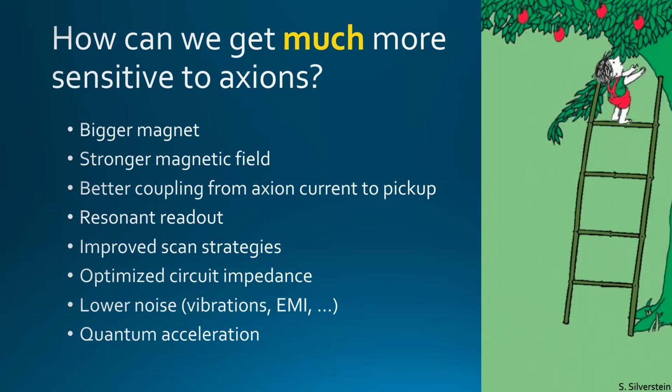So at low frequencies, Abracadabra was limited by vibrations. And so we have some systems in place to reduce vibrations, electromagnetic interference, and other noise sources. And then finally, at the lowest frequencies, where G_aγγ is very small in the QCD band, we're going to use some quantum acceleration techniques to eke out that last bit of sensitivity. So this is similar to what HAYSTAC was doing at high frequencies, but adapted for a low frequency experiment.